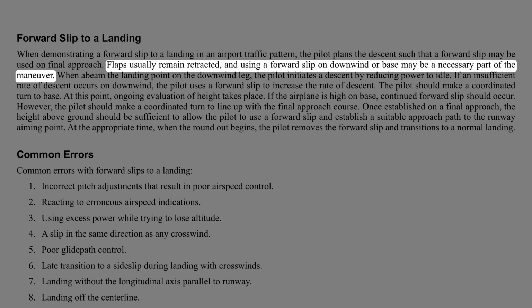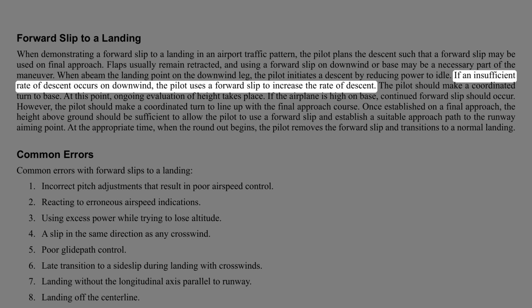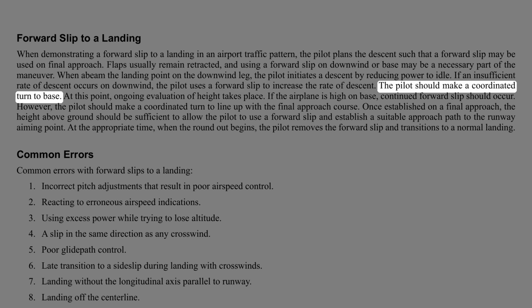Flaps usually remain retracted, and using a forward slip on downwind or base may be a necessary part of the maneuver. When abeam the landing point on the downwind leg, the pilot initiates a descent by reducing power to idle. If an insufficient rate of descent occurs on downwind, the pilot uses a forward slip to increase the rate of descent. The pilot should make a coordinated turn to base.